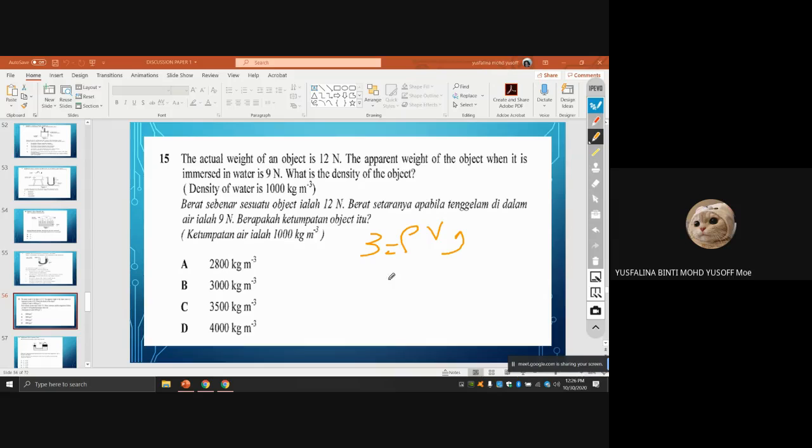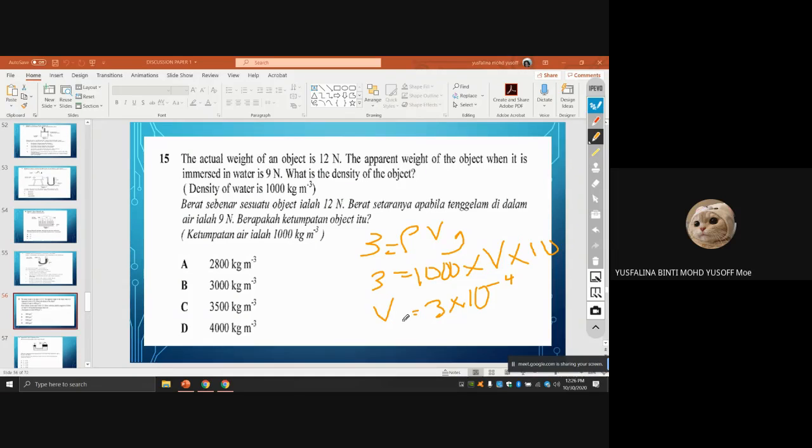And then the density is already given here, right? 1000. Find V here. And g is 10. And then you get 3 times 10 to the power of negative 4. So this is actually the volume of the object.